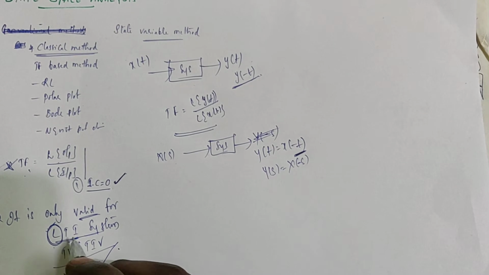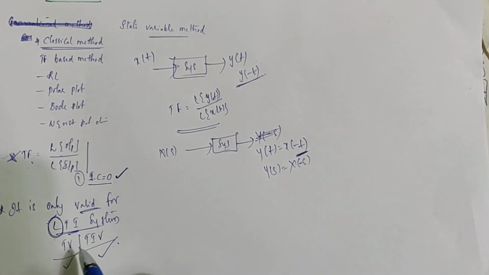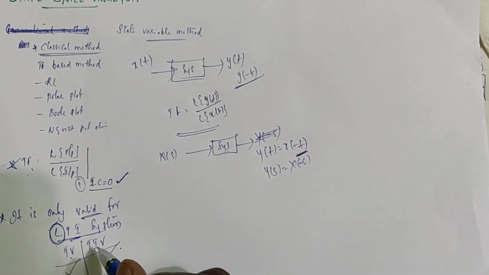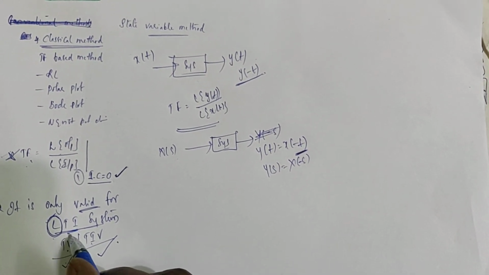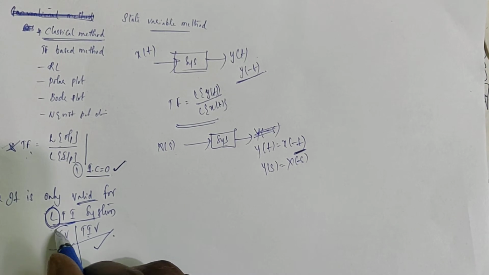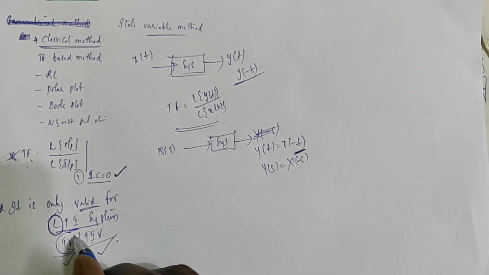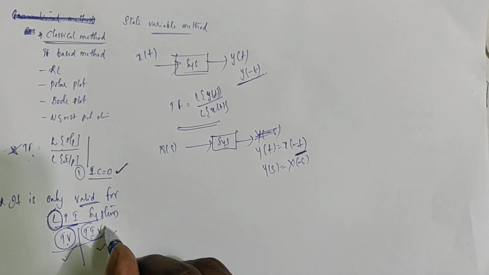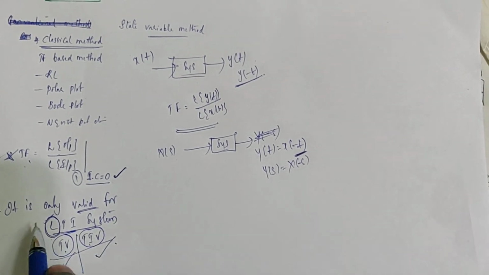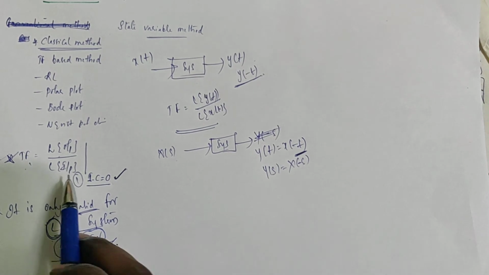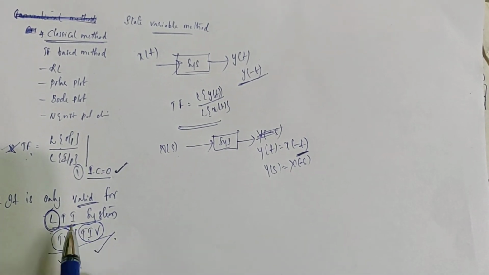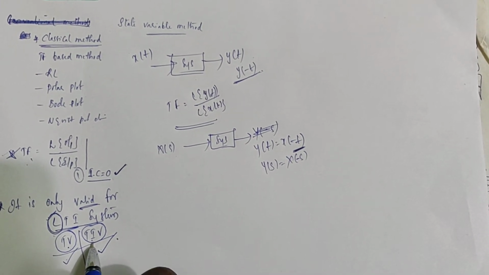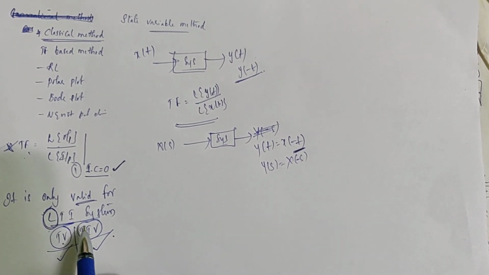Also, what is the difference between time variant and time invariant? The name itself indicates that if the system varies with respect to time, it is called time variant. If the system does not vary with respect to time, it is called time invariant. So the transfer function technique is only valid for linear and time invariant systems. That is one of the limitations.